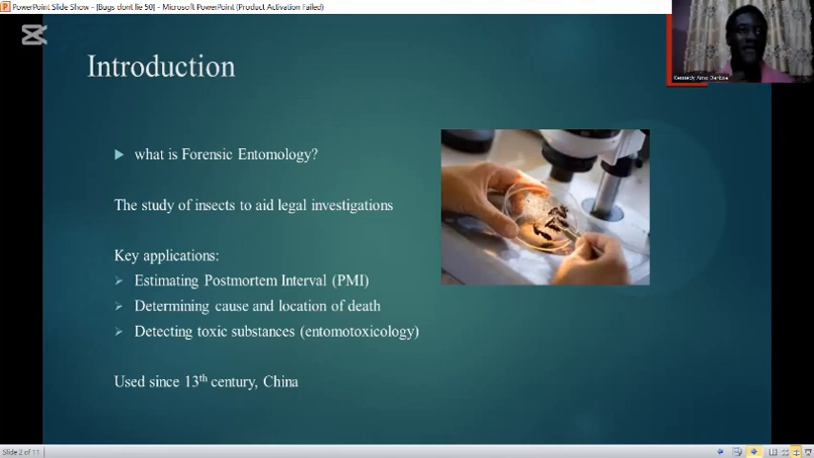Key applications involve estimating postmortem interval, that is the time since death, determining cause and location of death, and detecting toxins and substances through a subfield called entomotoxicology. Forensic entomology was used back in the 13th century in China, where it was used to solve a murder case.